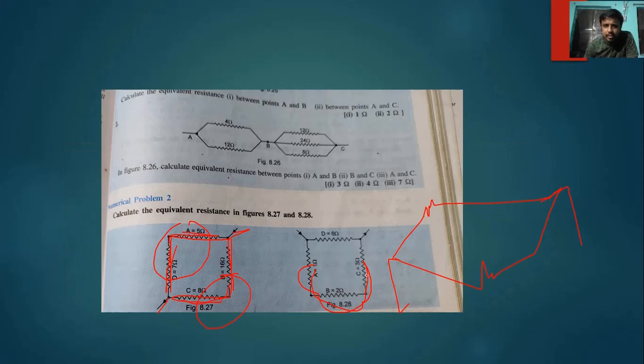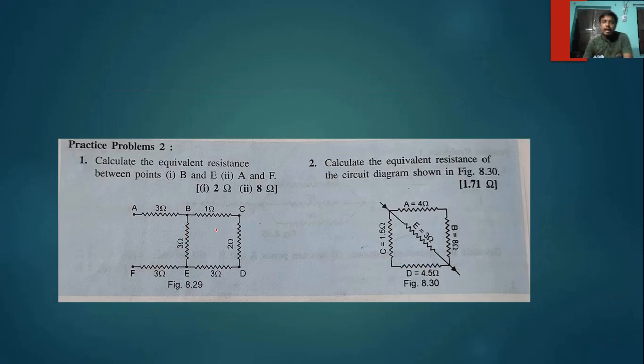Okay, 3 plus 2 plus 1 would be 6. 6 and 6 would be parallel. So when 6 and 6 are parallel, 1 by 6 plus 1 by 6, that would be equal to 1 by 3, I guess. No, sorry, not 1 by 3. That would be 1 plus 1 by 6, that would be 2 by 6, that is equal to 3. So the whole equivalent circuit is 3. I was talking about this diagram.